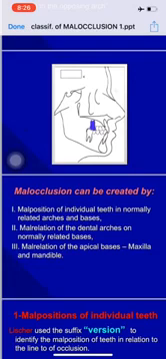Malocclusion can be created by: number 1, malposition of individual teeth in normally related arches and bases. Number 2, malrelation of the dental arch on normally related bases. Number 3, malrelation of the apical bases, maxilla and mandible. Therefore, these are the conditions which lead to malocclusion.